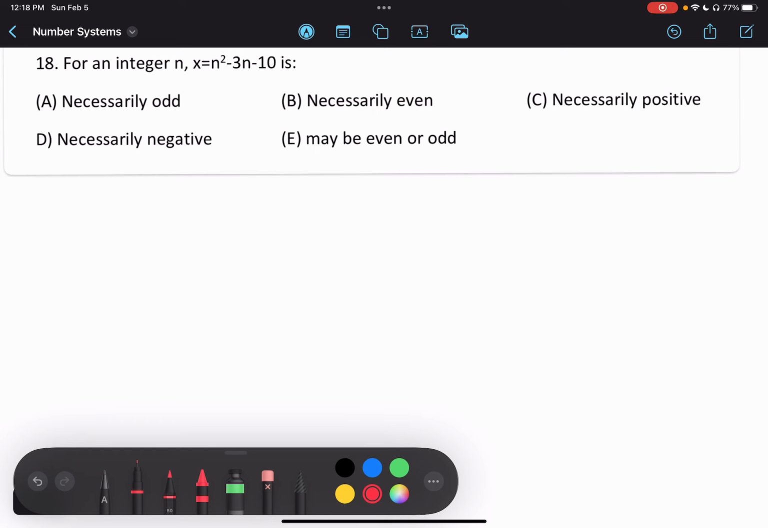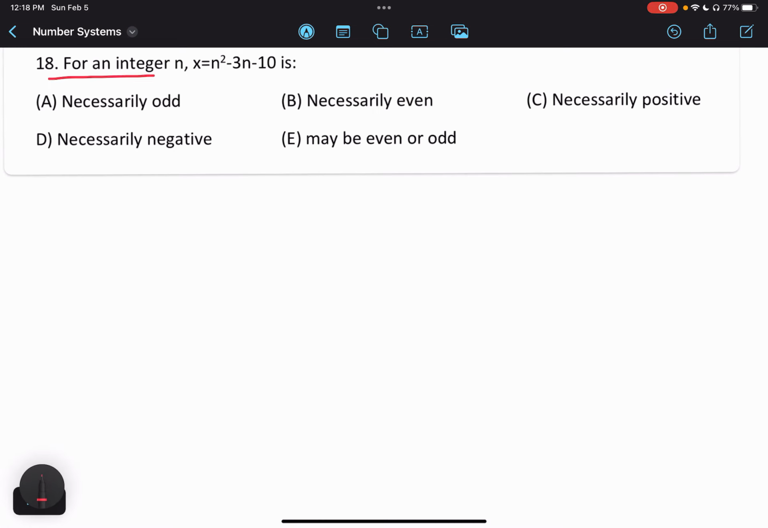Now let's see question number 18. Question number 18 says, for an integer n, and then the value of the equation is given, and there are four options which are given. We have to select which is the correct one. For this question, five options are given. Option A says necessarily odd, necessarily even, necessarily positive, necessarily negative, or maybe even or odd.